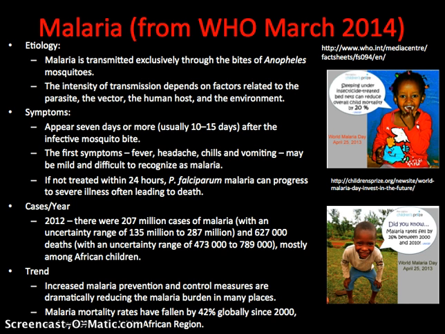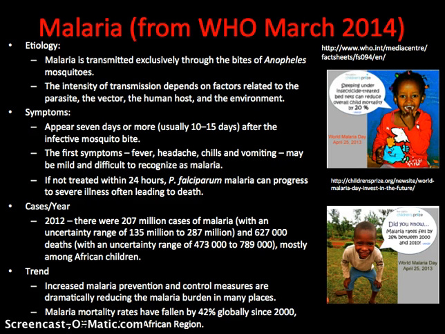If not treated within 24 hours, the malaria can progress to severe illness and often lead to death. In 2012, there were 207 million cases of malaria, and this can range anywhere between 135 and 287 million, with 627,000 deaths associated with this. Again, this is a range between 473 and 789,000. This occurs mostly amongst African children. You can see to the right here the figures, some of the campaigns that have been going on looking to promote things like bed netting, taking proper precautions, and then drugs as well.